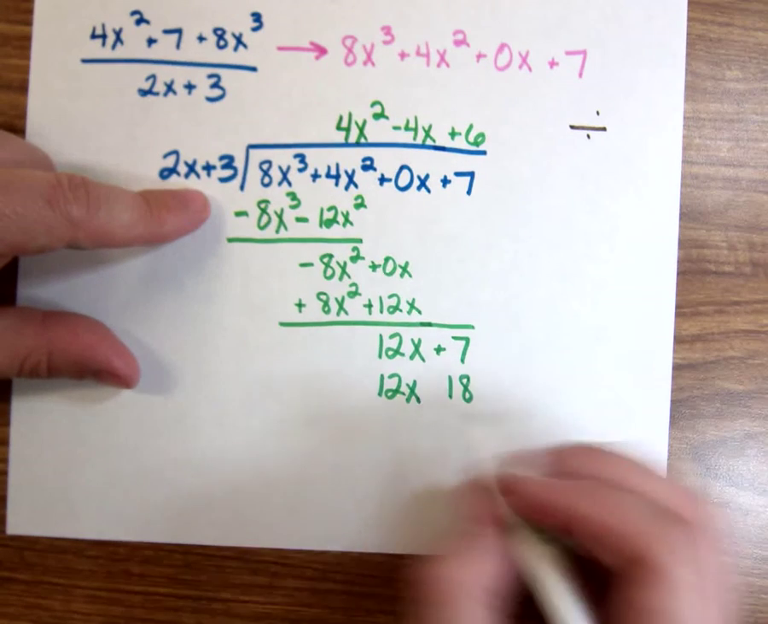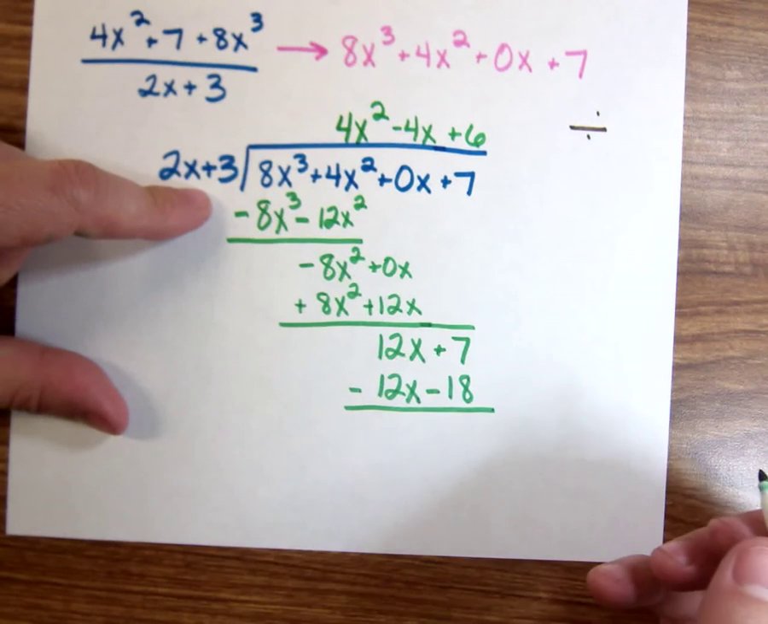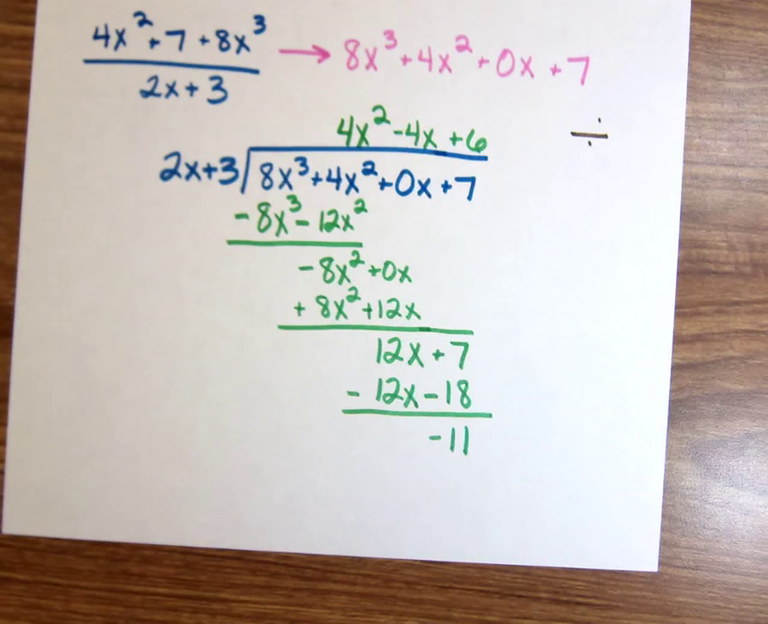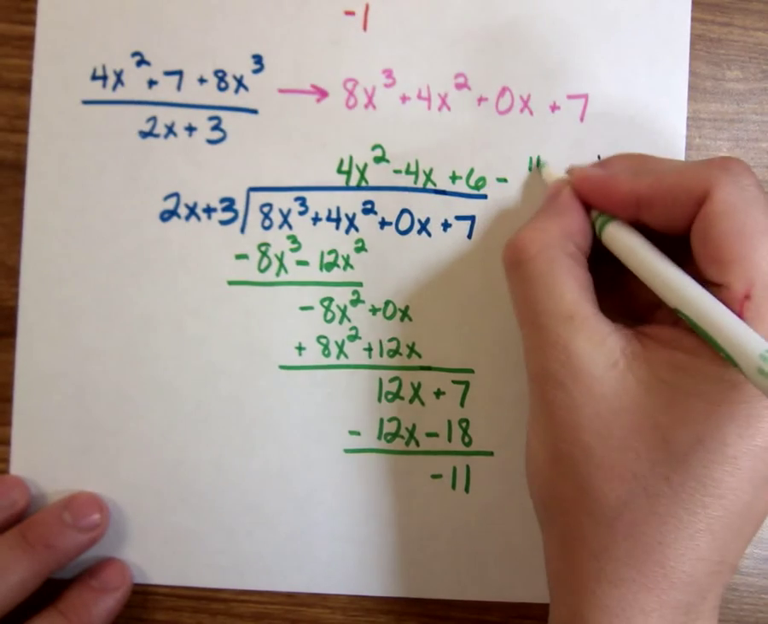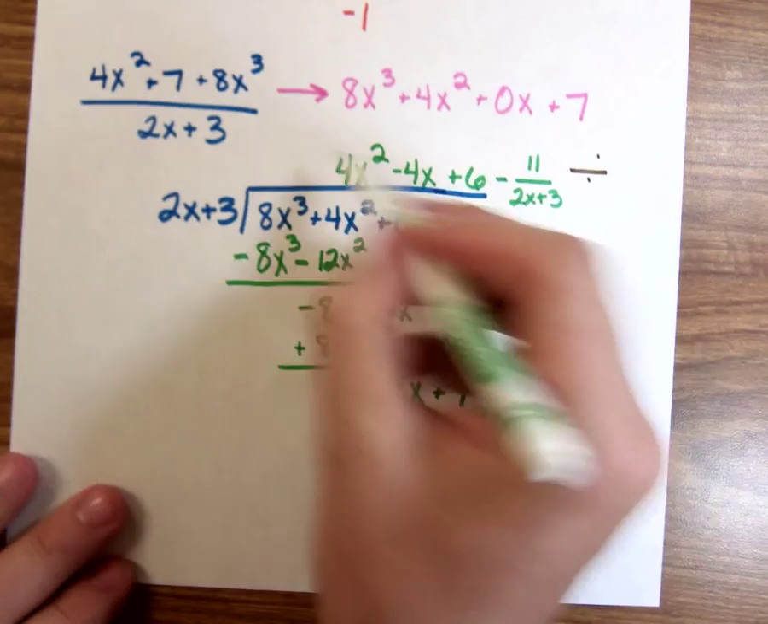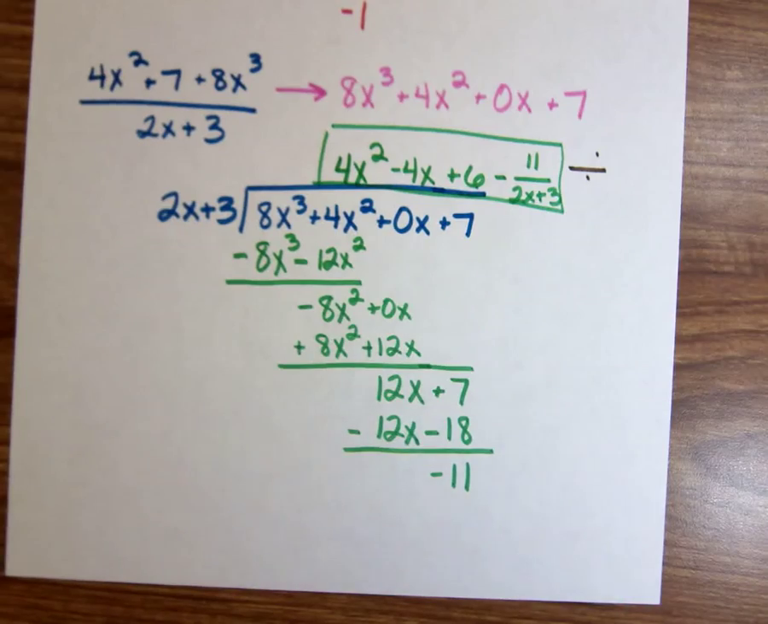And then we subtract. Negative 11 then is our remainder. It'll be minus 11 over 2x plus 3. Not our negative 11, you psychopaths.